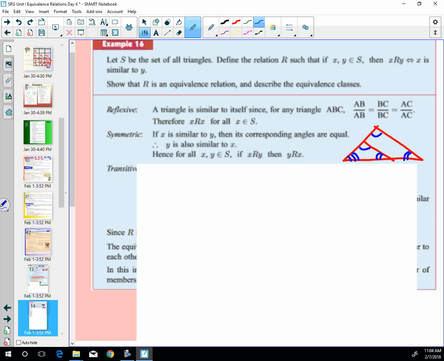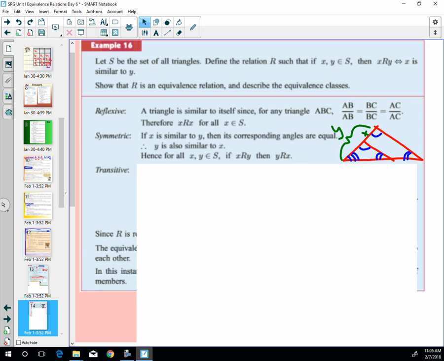So if you have a Y and you have an X, and if X is similar to Y, then its corresponding angles are equal. If the little one is similar to the big one, is the big one similar to the little one? Yes. And so their corresponding angles are equal. You can do that as well. If X R Y, then Y R X.